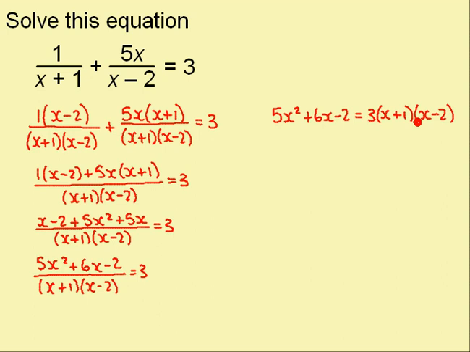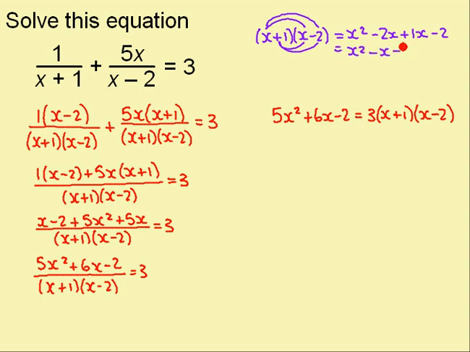Now I need to multiply out this. To make sure I get this right, I like to multiply these two brackets together with a bit of side working first and then multiply by 3. So I've got x + 1 multiplied by x - 2. So I've got x times x, that's x², x times -2 is -2x, plus 1 times x is +1x, and +1 times -2 is -2. So that's x² - x - 2.